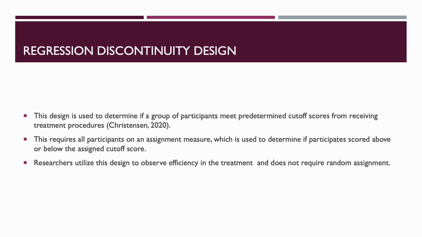Moving forward, we're going to talk about regression discontinuity design. This design allows us to determine if the group of participants meet a predetermined cutoff score for receiving treatment procedures. This requires all participants to take an assignment measure, which can be used to determine if they score above or below an assigned cutoff score. Researchers utilize this design to observe efficiency in treatment, and this also does not require random assignment.